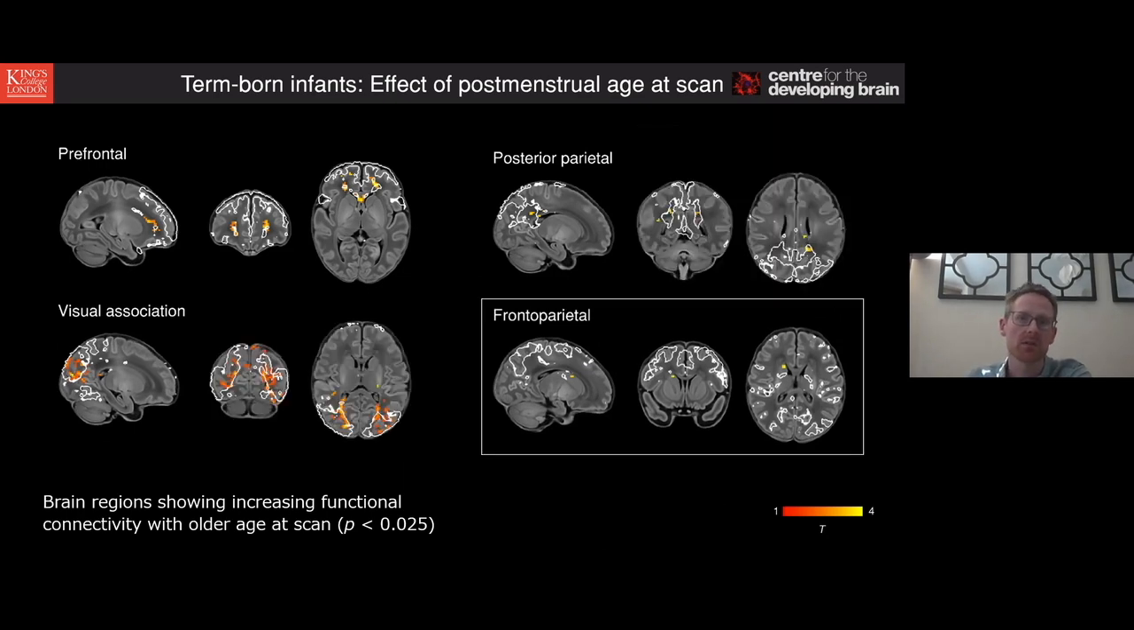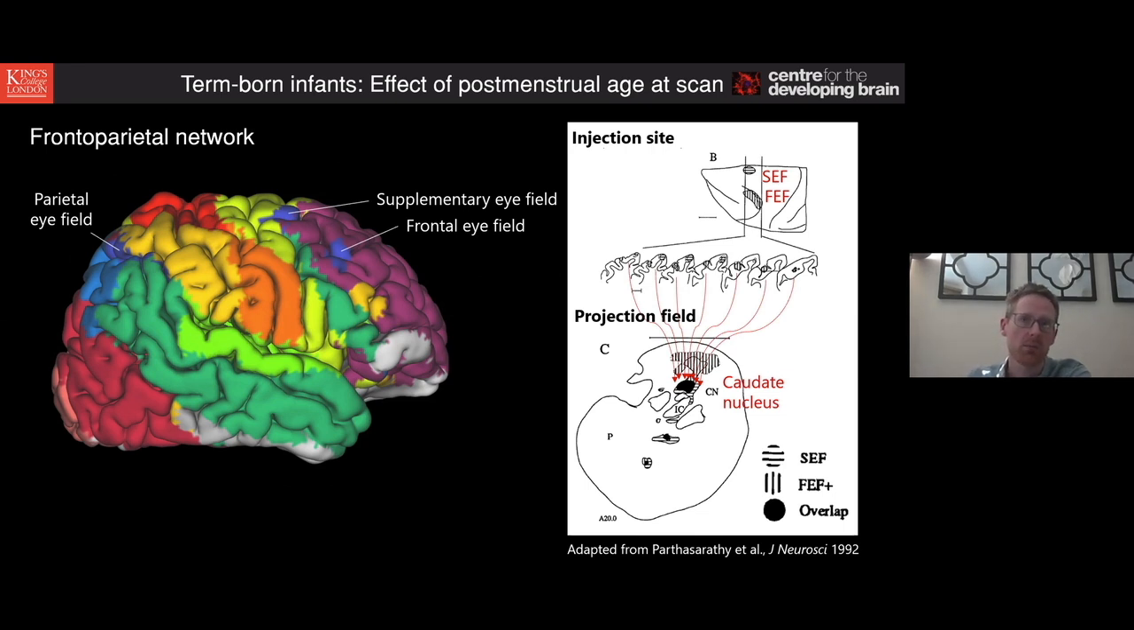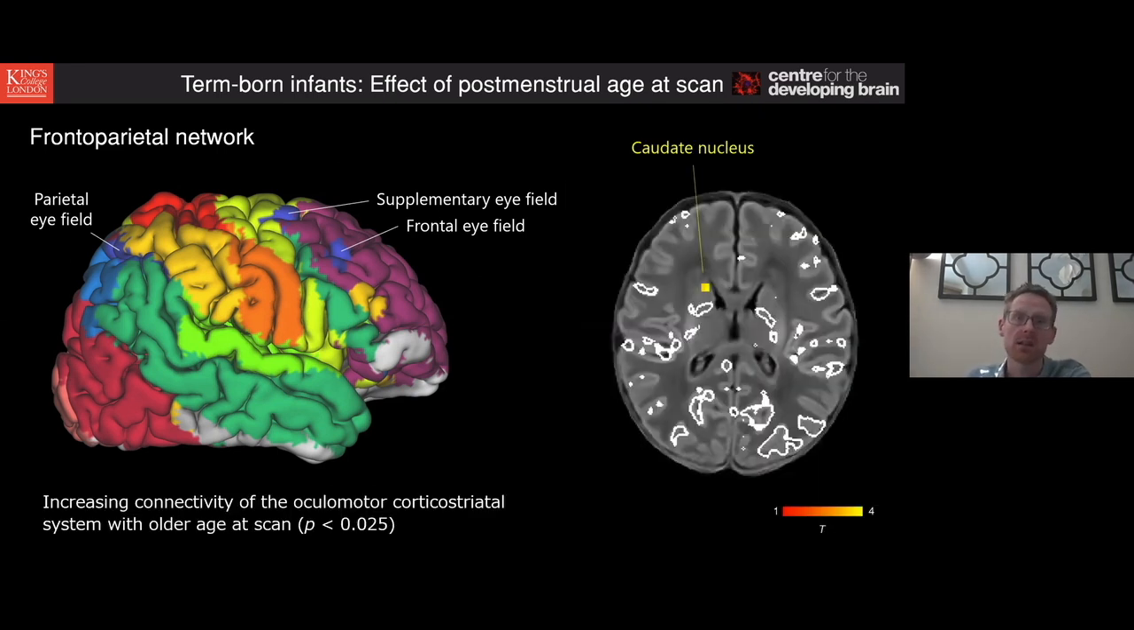Next, I'd like to focus on this result in the frontoparietal network, which is here in dark blue, comprising cortical regions associated with coordination of eye movements. We know from tracer studies in primates that the subcortical projections of these regions converge on the caudate nucleus in the basal ganglia. So our finding of increasing functional connectivity of the caudate nucleus within this network with increasing age at scan, as shown here, indicates active maturation of the oculomotor corticostriatal system at this period of development, a time when we know the ability to fix and follow on a visual target is emerging in babies.